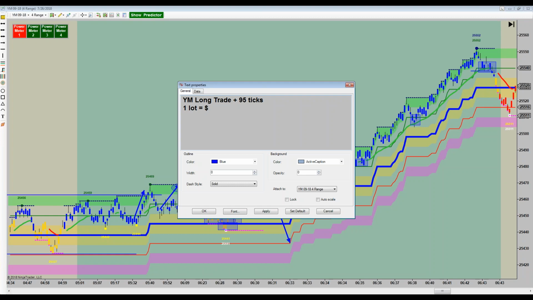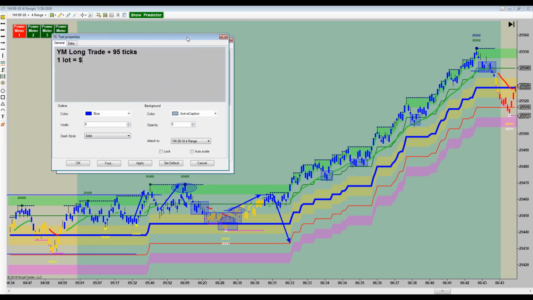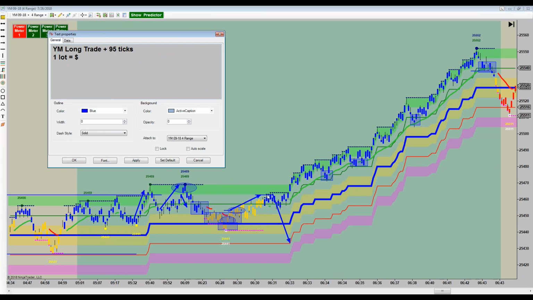Well, we used 2, Robert, on the entry. If you recall, we got 10 ticks on the scalp. Yes, trailed the stop on the runner, and the runner got out at 85 ticks. So 10 plus 85 is 95 total. So what do I put in here? How about 475? Does that sound like the right number?